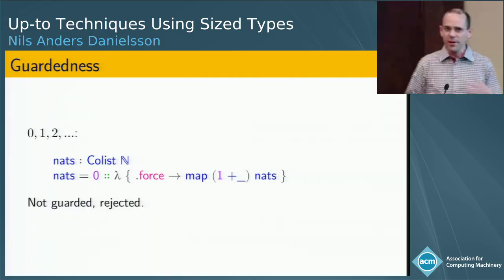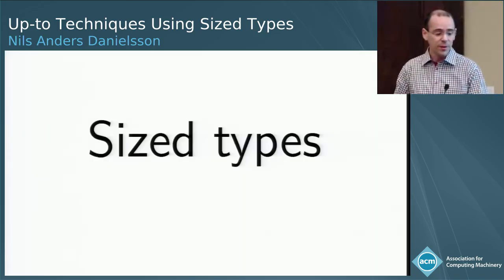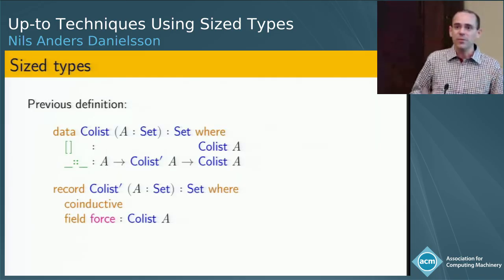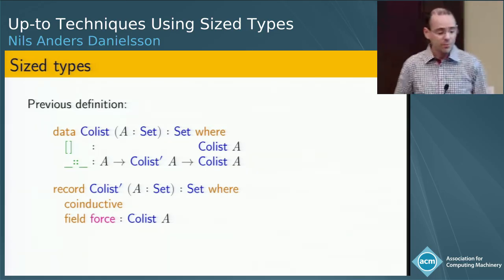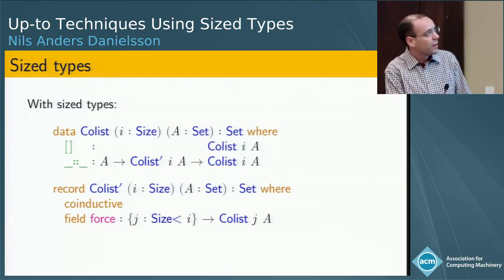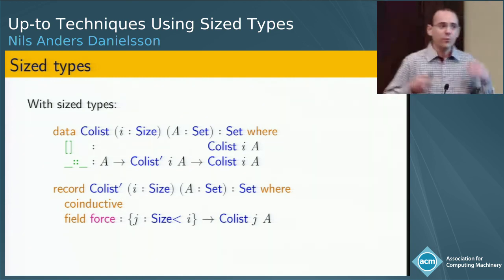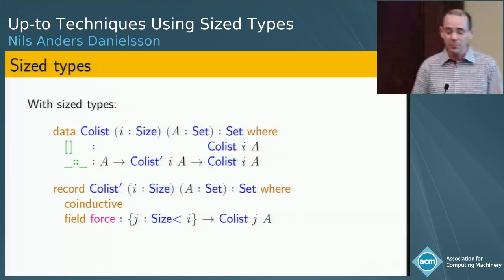And people have come up with various ways to make it easier, and one such method is size types. So let's see now what happens if we take this definition of co-list and turn it into a sized co-inductive definition. Now we have this size parameter here, and we just pass it down to the suspended co-list, but down here we have something more interesting happening. When we force the suspended co-list now, we should give a size that's smaller than the size that it had before. And then we get this co-list of this smaller size here.